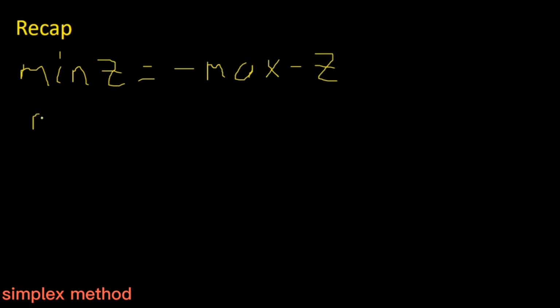If you have a minimization equation, min of z, to convert this to a maximization equation, that is equal to negative of max of minus z. In case you have an equation like this one we had, that was instead a minimization equation, that is min of z is equal to what?